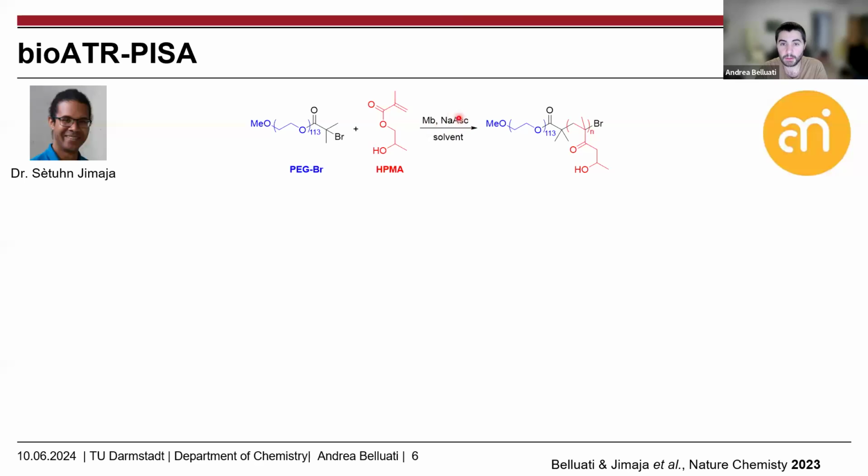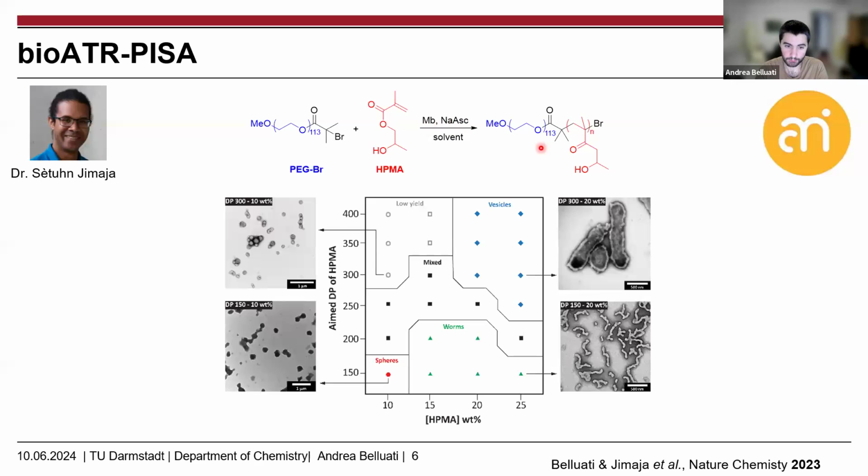So using myoglobin, sodium ascorbate as the reducing agent, and a solvent made by 95% of PBS buffer, plus 5% of a co-solvent, DMSO or DMF, both working, we would achieve this block copolymer. And by varying both the amount of monomer in the solution and the ratio between the macroinitiator and the monomer, that is the aimed degree of polymerization, we explored the so-called phase space, looking at the various morphologies that were formed.